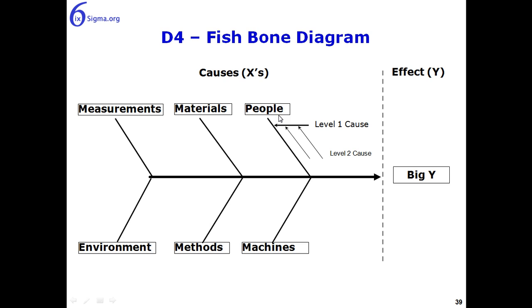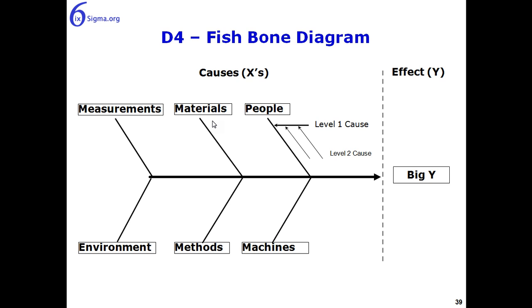begin with, say, people. And the question we ask is, are there people issues that could be causing this problem, the big Y? And if there are, then we list it here. Now, if there are sub-issues, we can put those underneath here. So it's indicated as like a level 1 and a level 2, right? And are there any other people issues? And we might list this here. And are there any other people issues? And we list it here. And then we move over to materials, and we do the same thing.